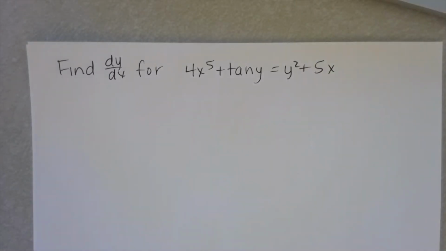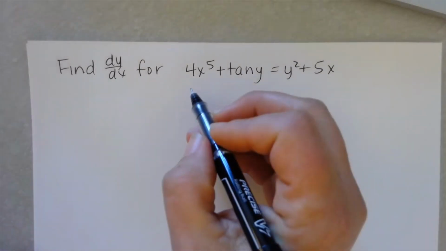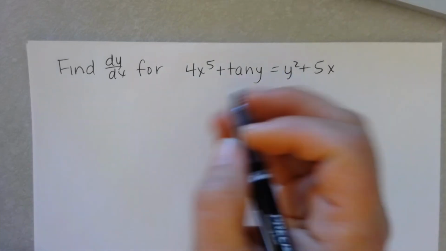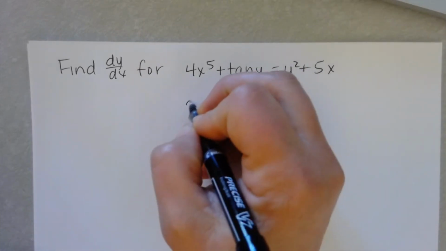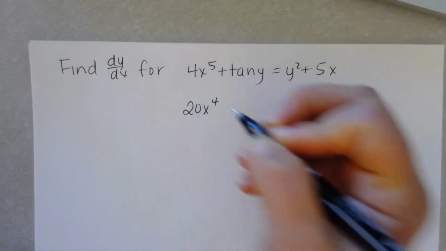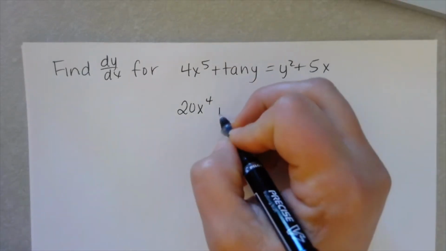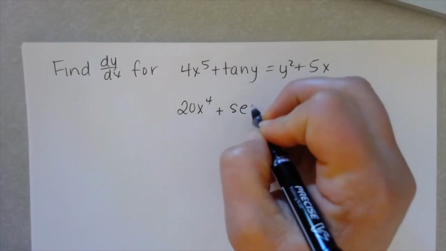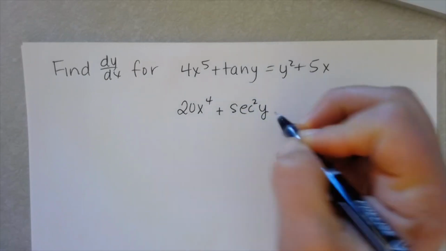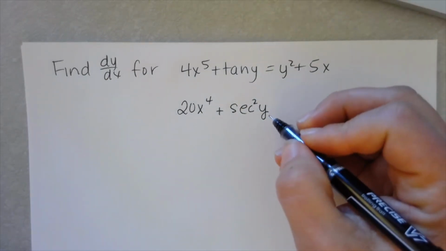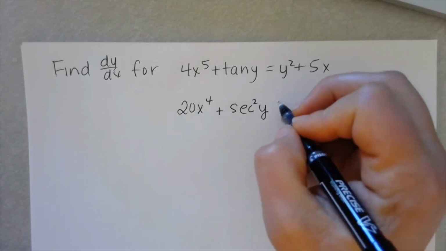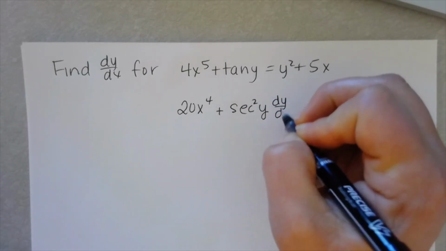So let's continue by adding in some trig functions into our implicit differentiation. So again, we do the derivative of x just like normal, right? So then this one here would be just 20x to the 4th. And then the derivative of tangent is secant squared with y inside, but now I did the derivative of a y, so I tack on dy dx.